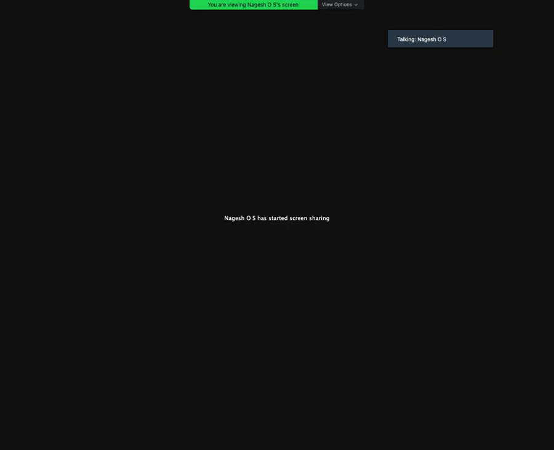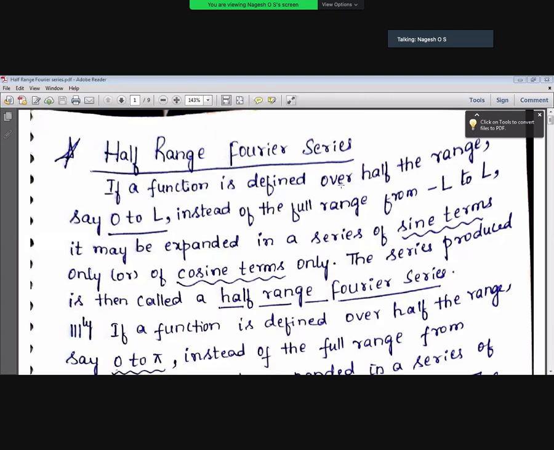Next concept in this: half-range Fourier series. See, this is the definition of half-range Fourier series. Half-range Fourier series is nothing but expanding the function in the form of sine or cosine functions. Instead of taking that full period 0 to 2 pi, if we take half of that, and express the whole function in terms of cos or in terms of sine, then it is called half-range Fourier series. So this is the definition. Here it is written clearly.